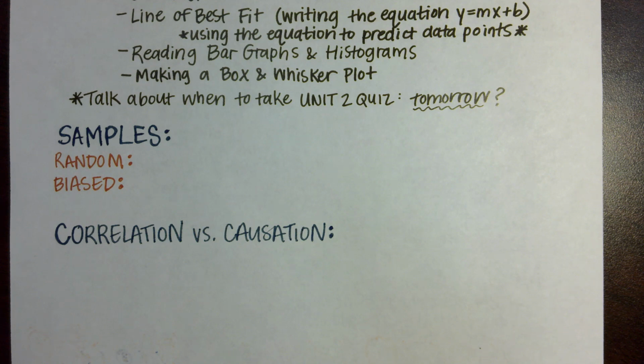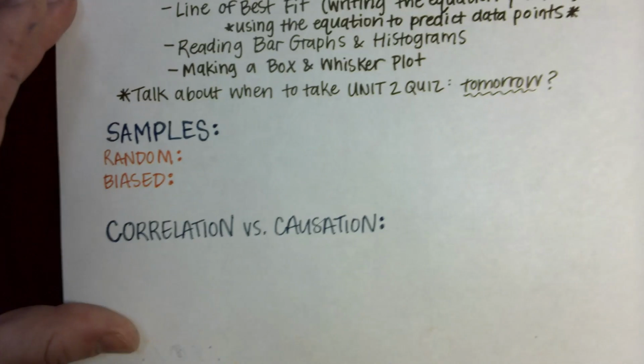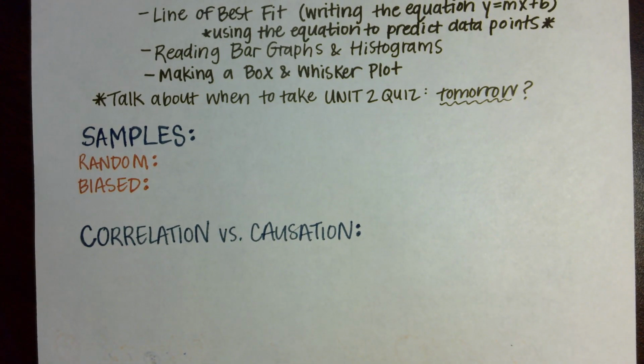So there's two different kinds of samples. We could have a random sample or we could have a biased sample. I want to know what's the difference between those two. Random is everyone, biased is what you. Yeah, exactly. So whether a sample is random or biased is pretty much based off of the likelihood of each person or each data point being chosen.